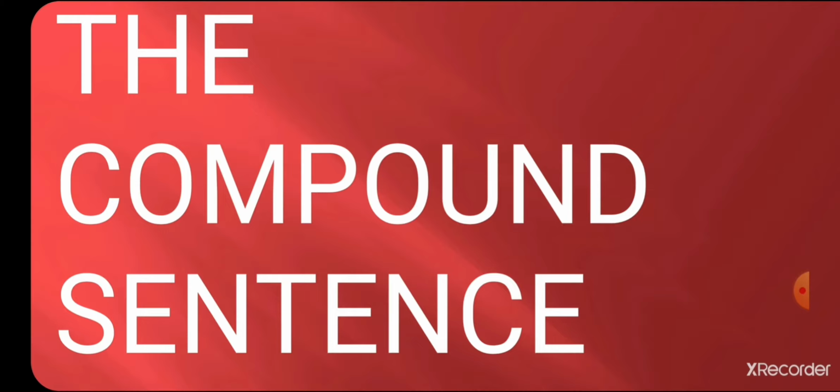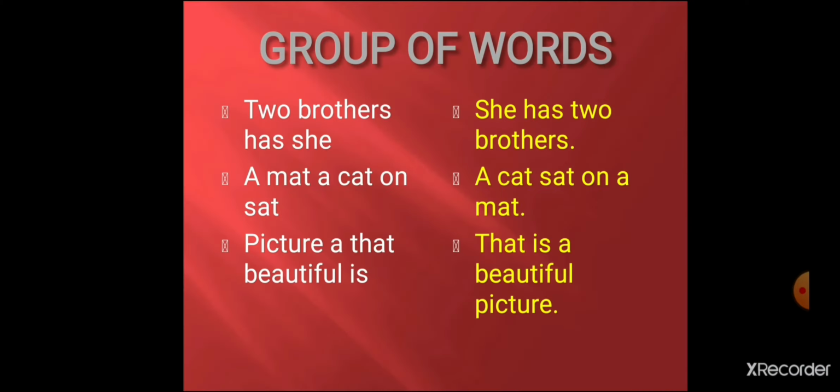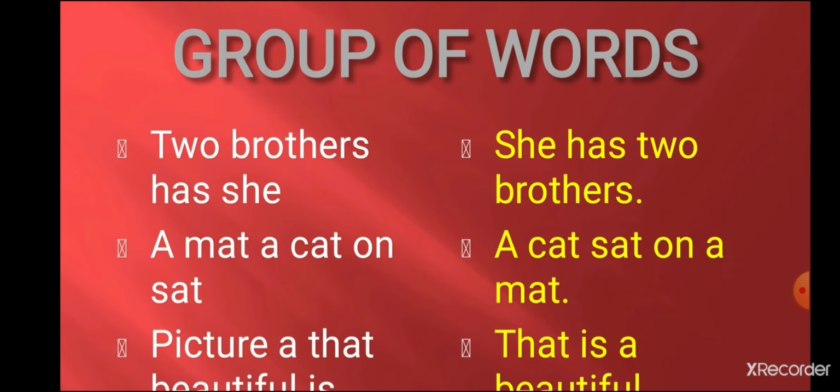Dear students, today we are going to discuss chapter number 3, the compound sentence, taken from our English practice book. Before we start this chapter, look at the sentence carefully. "Two brothers has she." The words given here form a group, but they cannot be called a sentence because they do not make any sense.